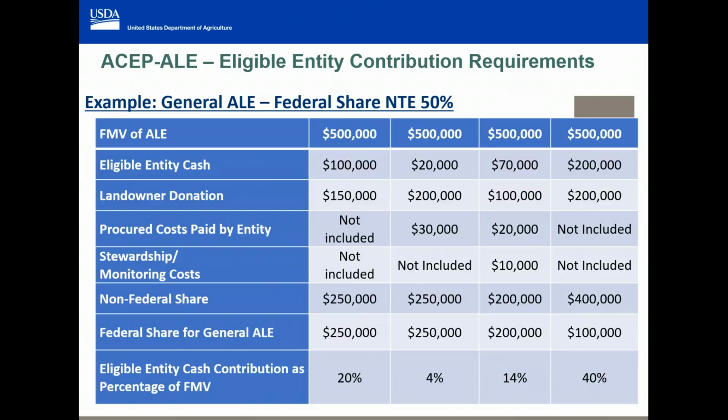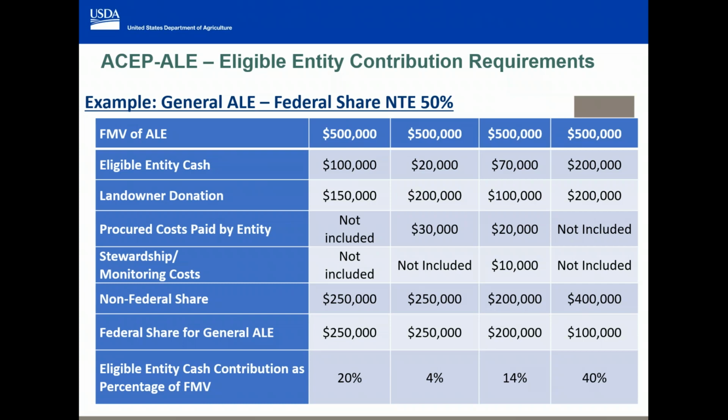So here we have some examples of how the easement contributions can be calculated under the 2018 Farm Bill. This slide is for general ALE, so the federal share is limited to 50% of the fair market value of the easement. And all four of these columns represent valid scenarios for calculating the contribution requirements under the 2018 Farm Bill. If you look at the left-hand column, the one that begins with 500,000, moves to an eligible entity cash contribution of 100,000, and a landowner donation of 150,000. That, I think, will be a very common type of scenario.